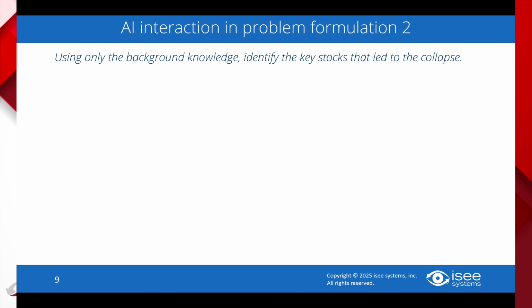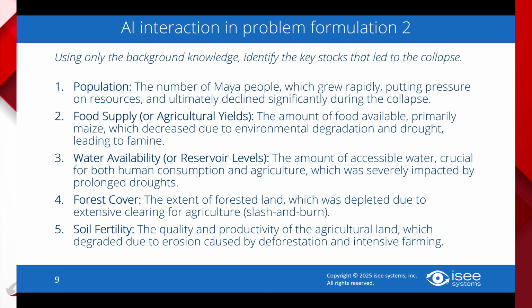And then I still want the key stocks. So I put the problem statement in there, same link for the background knowledge, and said, using the background knowledge, identify the key stocks that led to the collapse. And it gave me this answer, which is an amazingly good answer: population, food supply, water availability, forest cover, and soil fertility. By the way, only the first 4 are needed to explain the reference mode, which we didn't talk about how you get. I won't be talking about that today.